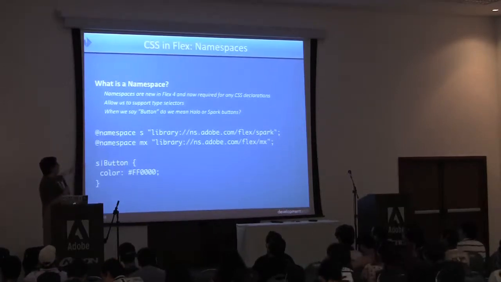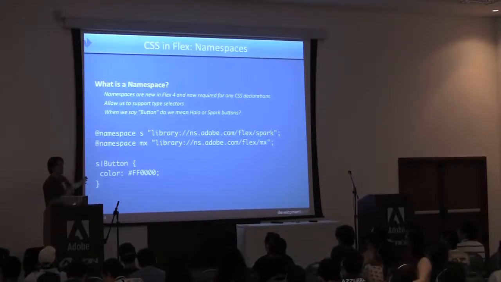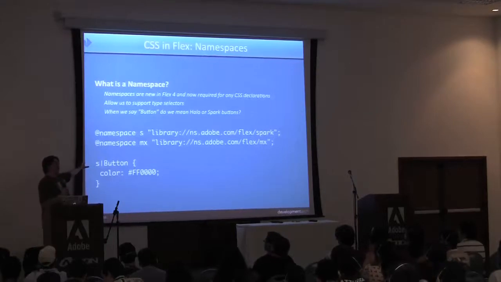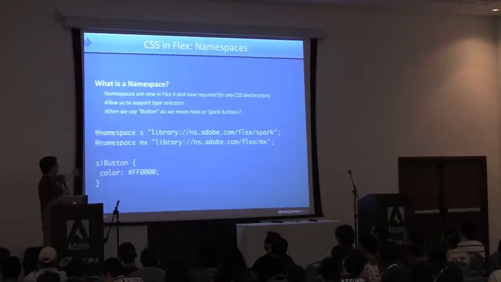So something that's very confusing when we start working with CSS is that we have to make sure we declare this. So it's important. You have to have namespaces defined. You can't just say button and assume that everything gets it. Flex doesn't support that right now. You have to actually use your namespaces.